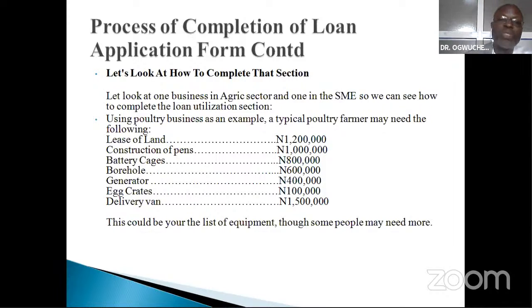Okay, so all this will constitute equipment, and 70% of the total amount of 10 million that we want will be dedicated to the equipment. If of course you want to process chicken, for example, then you need something like a deep freezer in this case.